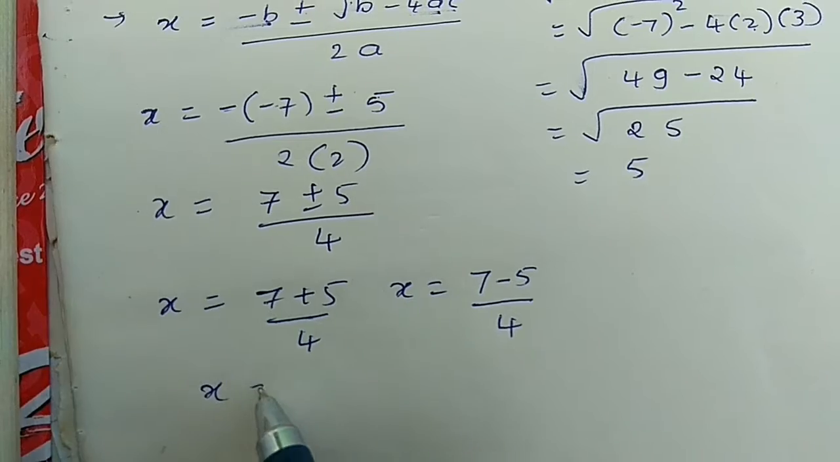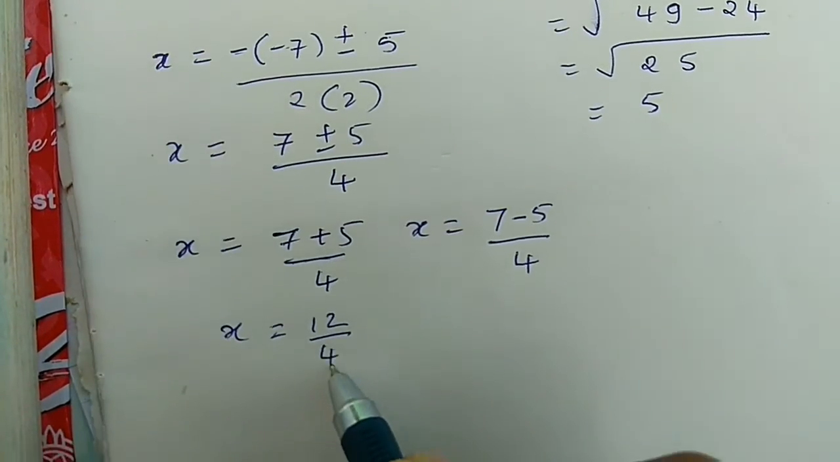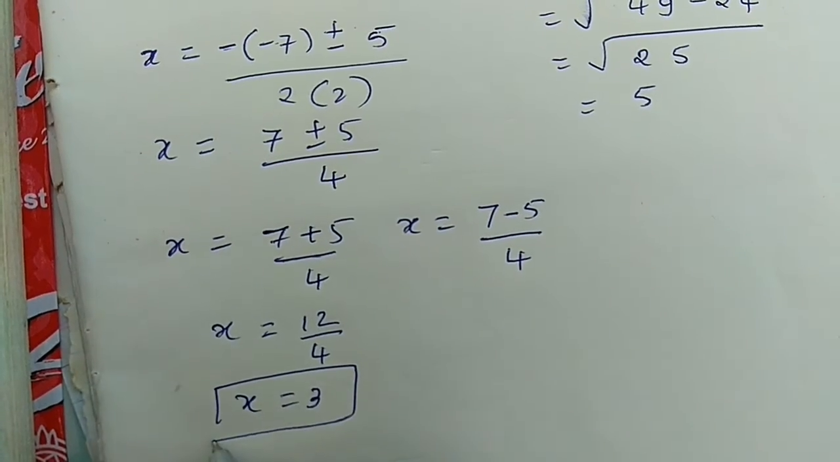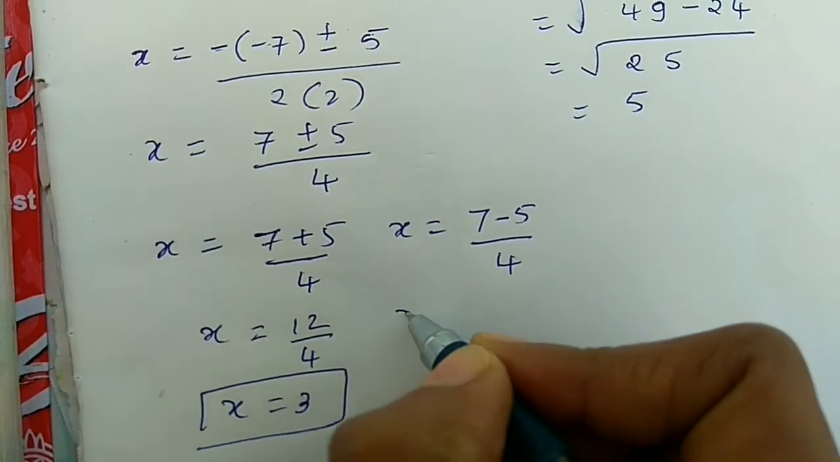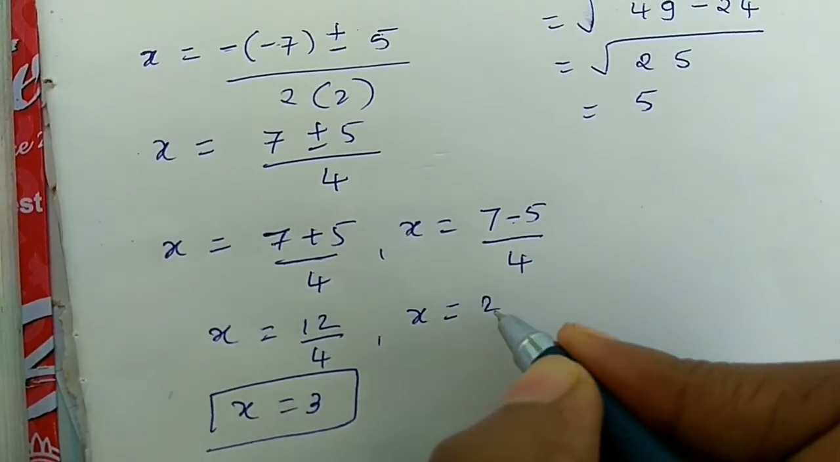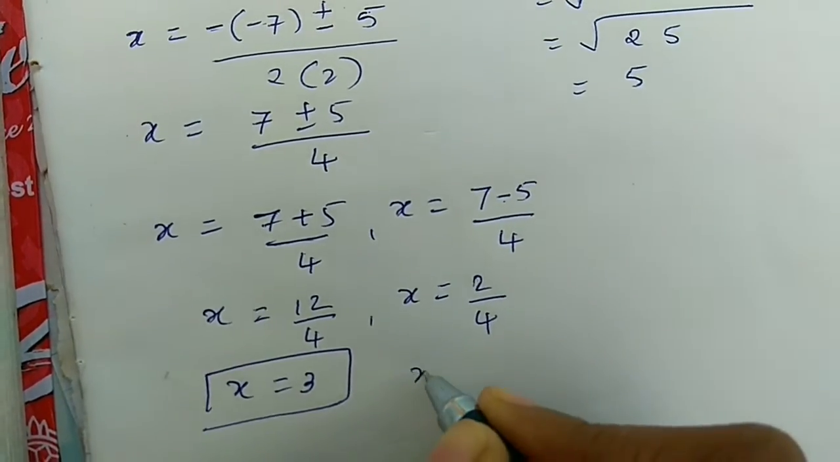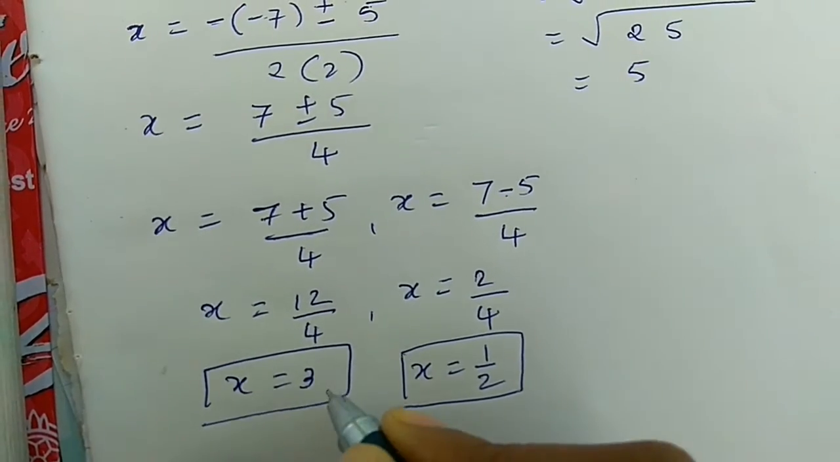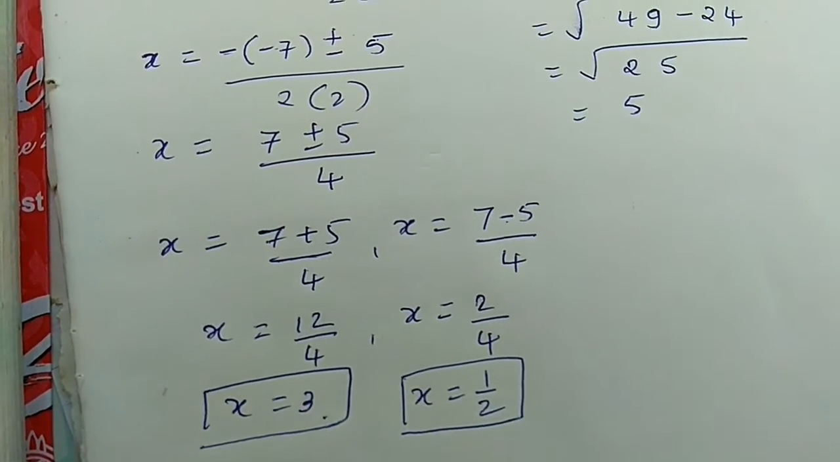So x equals 12 by 4, so x is 3 here. This is one of the roots. Next, x equals 7 minus 5 is 2 by 4, so x equals 1 upon 2. So the two roots are 3 and half.